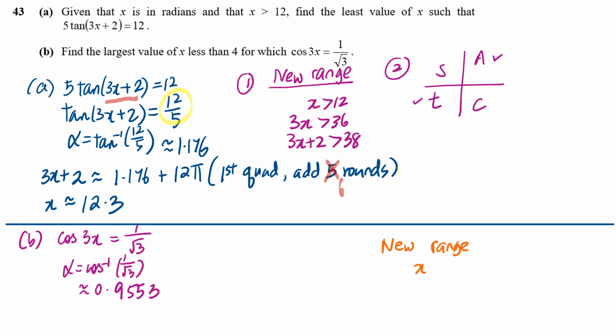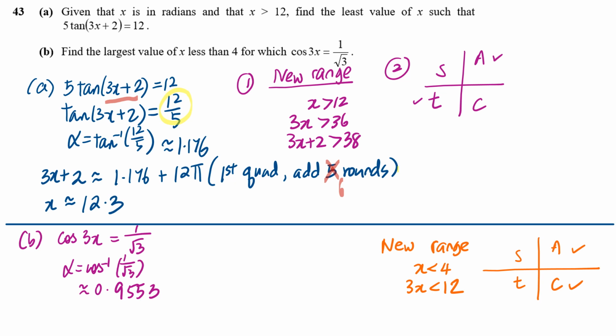Second step, you find your new range as usual. So your 3x must be less than 12, and then ASTC. All right, so for cosine to be positive, it can be the first and the fourth quadrant. So it's opposite from part A. In part A, to find the least value, you take the answer from the first quadrant, right?